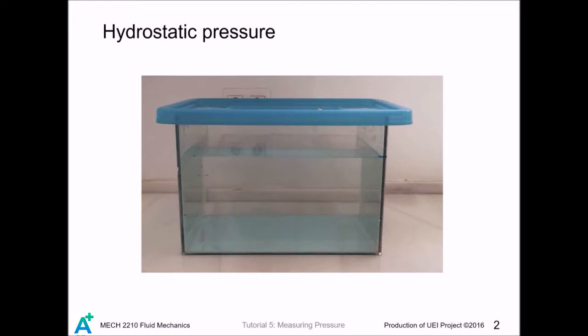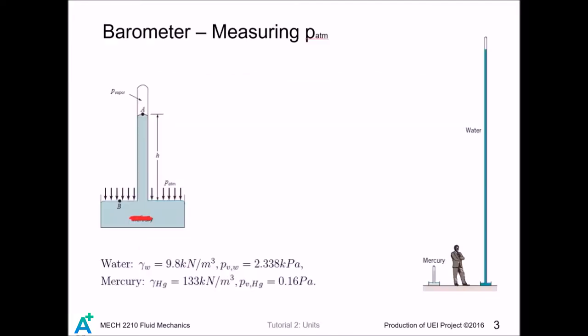If we have a tank of liquid, specific weight gamma, then the pressure difference between this point and this point, 1 and 2, P2 minus P1 equals gamma h, where h equals this distance, that is the depth of fluid between the two points. So the first instrument that we are looking at measures the atmospheric pressure.